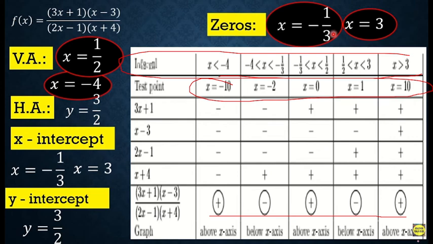So we have vertical asymptotes at 1/2 and negative 4, the horizontal asymptote 3 halves, and the x-intercepts x equals negative 1/3 and x equals 3. Then the y-intercept, y equals 3 halves. Then the zeros, x equals negative 1/3 and x equals 3.